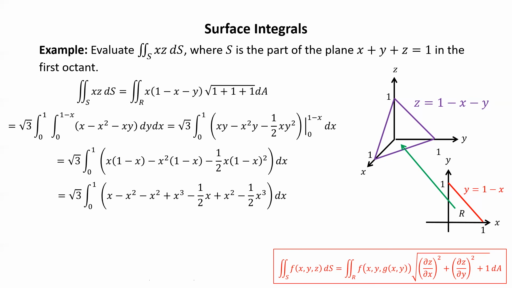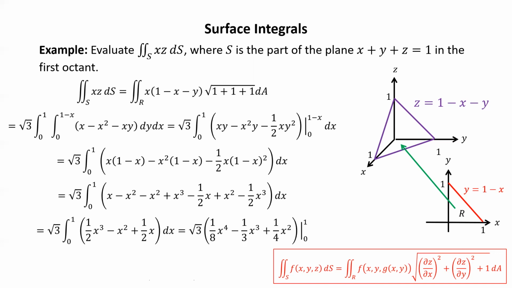Multiplying all that out gives us x minus x squared plus x cubed minus 1 half x plus x squared minus 1 half x cubed. Now we just have a definite integral with respect to x. Just combining like terms a bit here, we get 1 half x cubed minus x squared plus 1 half x. Applying some power rules, we get 1 half x to the 4th over 4, or 1/8 x to the 4th, minus x cubed over 3, or 1/3 x cubed, plus 1 half x squared over 2, or 1/4 x squared.